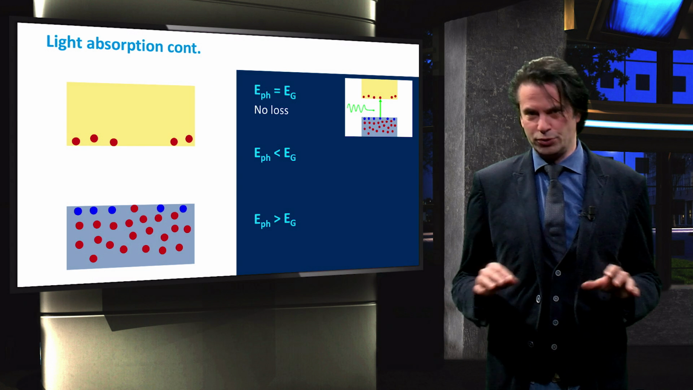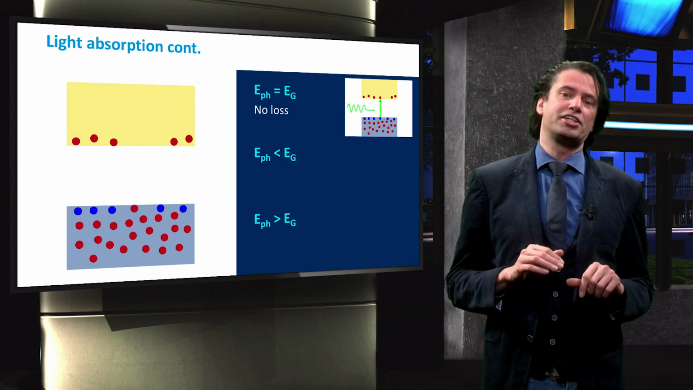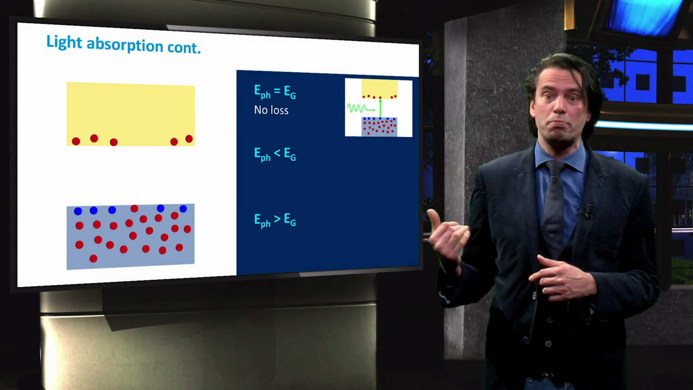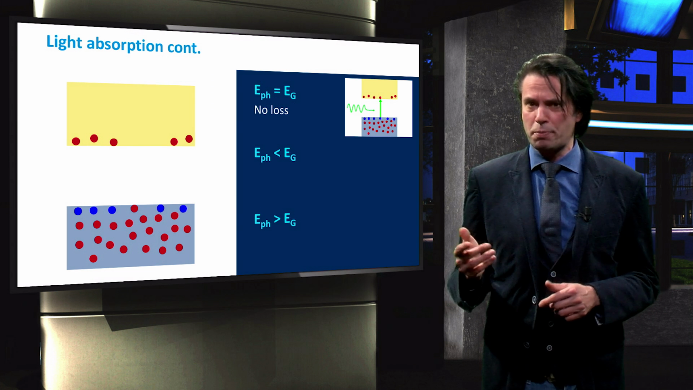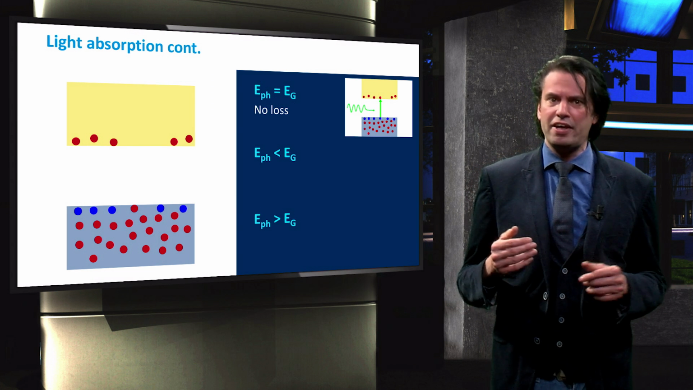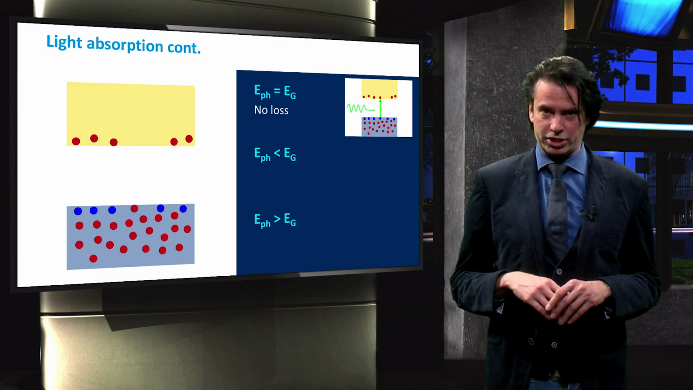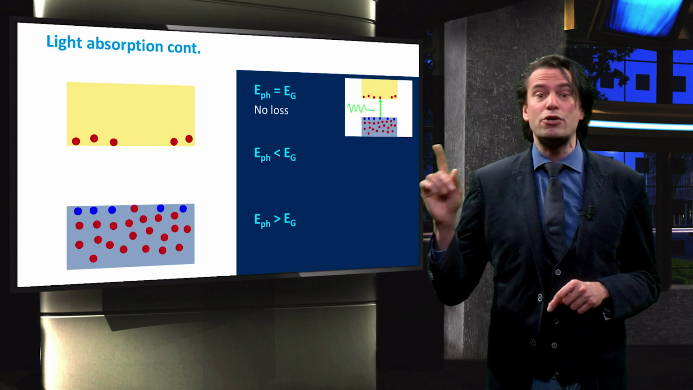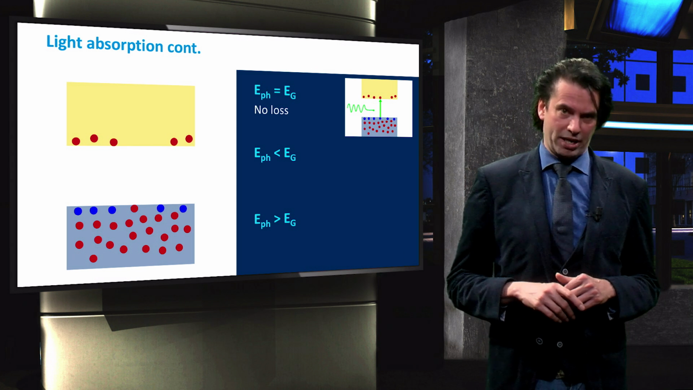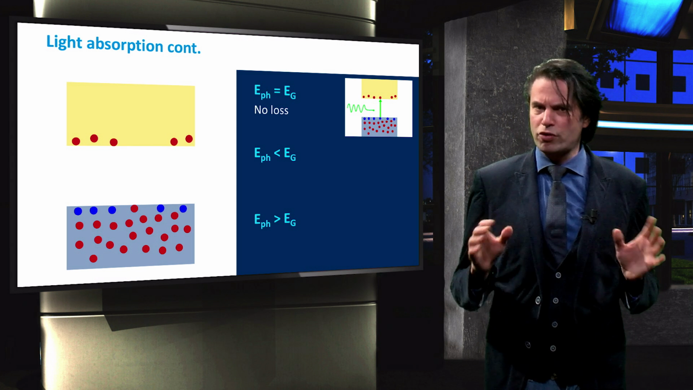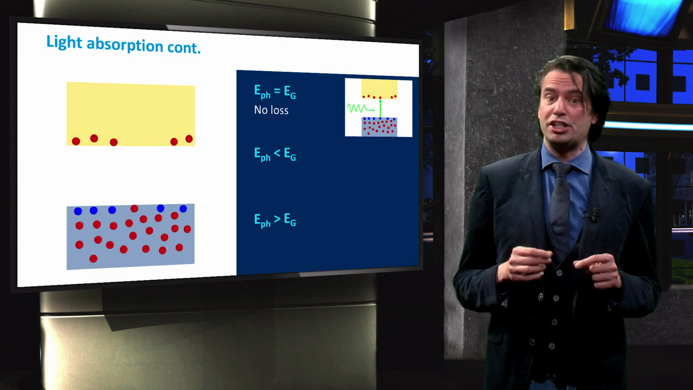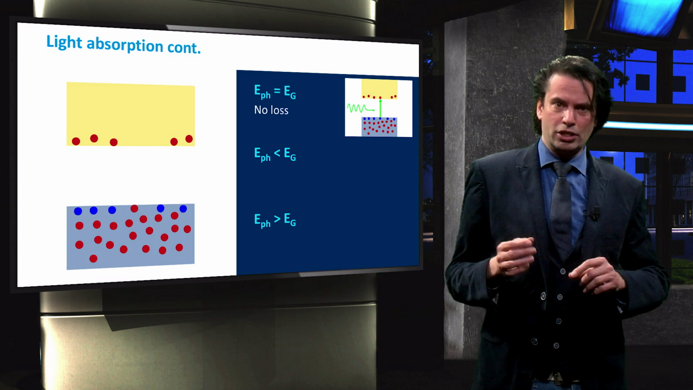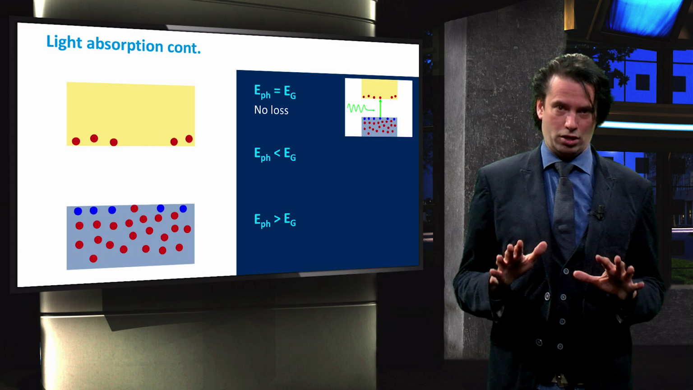Of course, not all incident photon energies are exactly equal to that of the bandgap. Therefore, depending on the bandgap energy, there are three possible scenarios. The photon energy can be less than, equal to, or greater than the bandgap energy. We have already seen that when the photon energy is equal to the bandgap energy, no energy is lost.